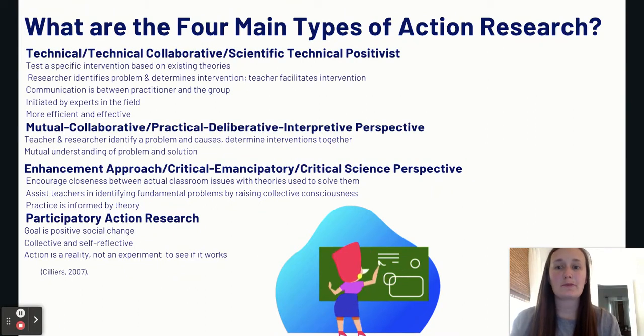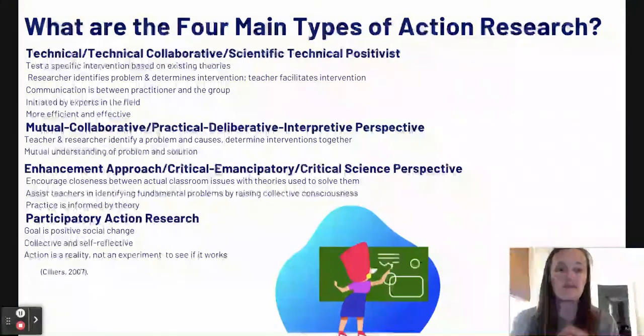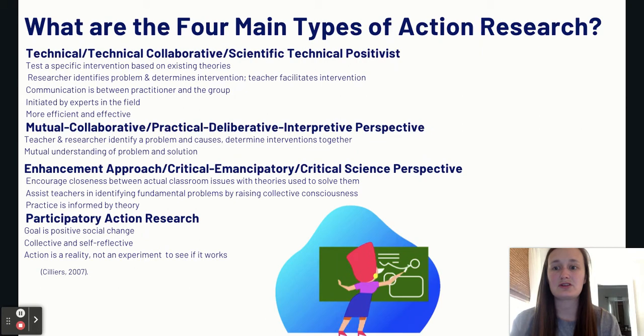Next is mutual collaborative action research. Teacher and researcher identify a problem and causes, and then they determine interventions together. So it's more teacher-led. It's not totally teacher-led, but it's more. Teachers are more involved in this action research. And there's a mutual understanding of the problem and solution. They work together.